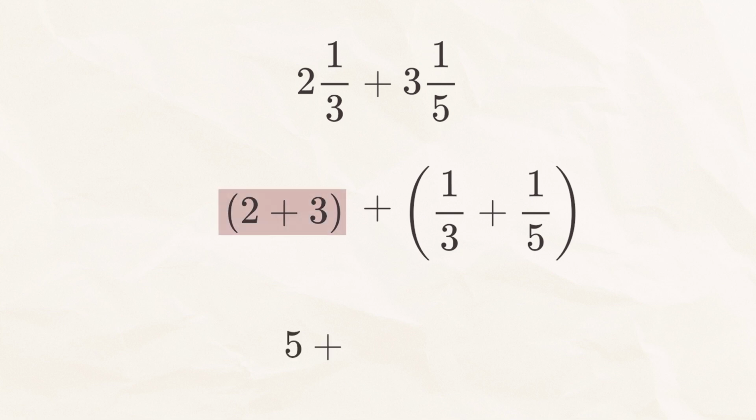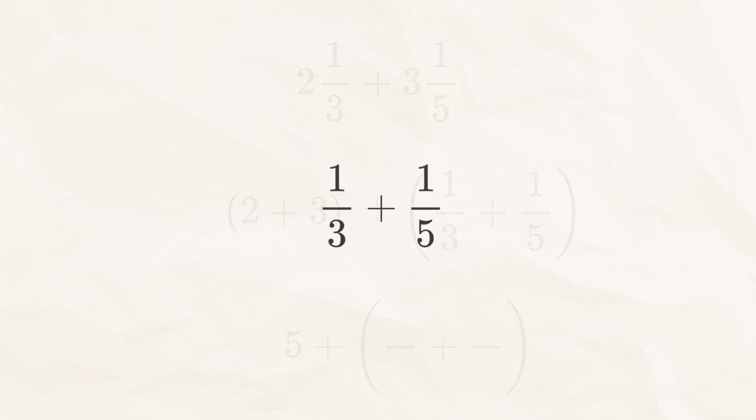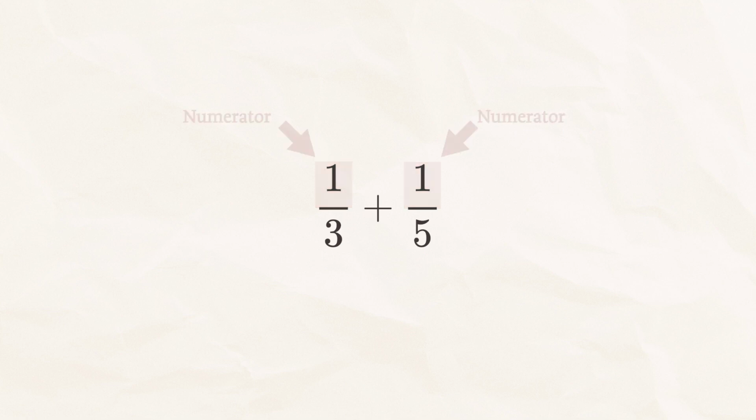2 plus 3 is 5, so that part's easy. But now we have to deal with the fractions. For a moment, let's just look at the fractional part of the problem. If these fractions had the same denominators, then we could just add the numerators. But our luck isn't running that way today. We've got unlike denominators, a 3 and a 5.